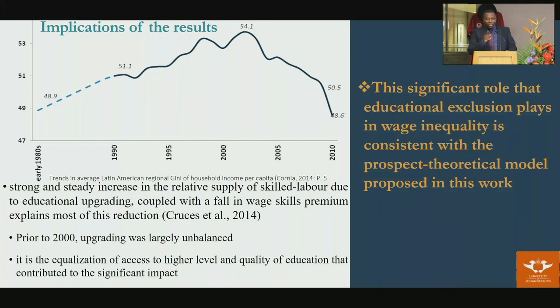Now, on that graph, the only region in the world that has managed to reduce inequality in recent times is Latin America. Latin American inequality was as high as that of Africa, but from about 2000 going to 2010, they managed to reduce it. What did they do? Research shows that it was equalization of access to education at the higher level, in order to reverse the skills premium by increasing the availability of skilled labor supply, so that through demand and supply, the wages of skill will go down and the wages of low skill will go up as more skilled laborers come in.